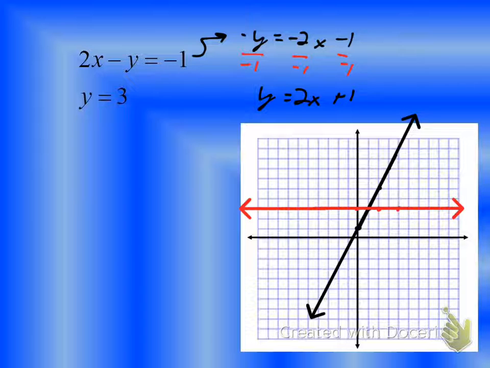So once again, the solution is where the two lines cross, which will be right there. And that point is to the right 1, and then it's up 3. So 1, 3.